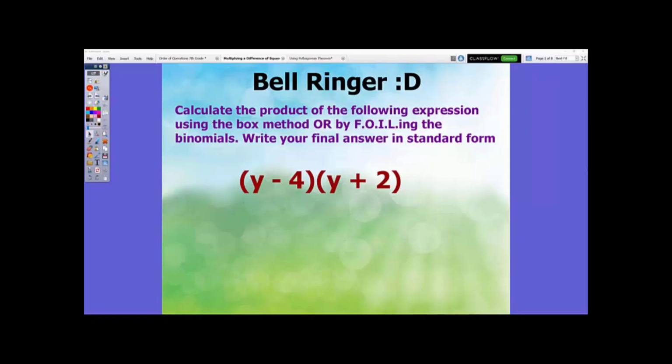Calculate the product of the following expression using the box method or by FOILing the binomials. Write your final answer in standard form. You may use whichever method you prefer, and then we'll go over it together. So go ahead and pause the video, give it a shot, and then we'll see if our answers match in the end.